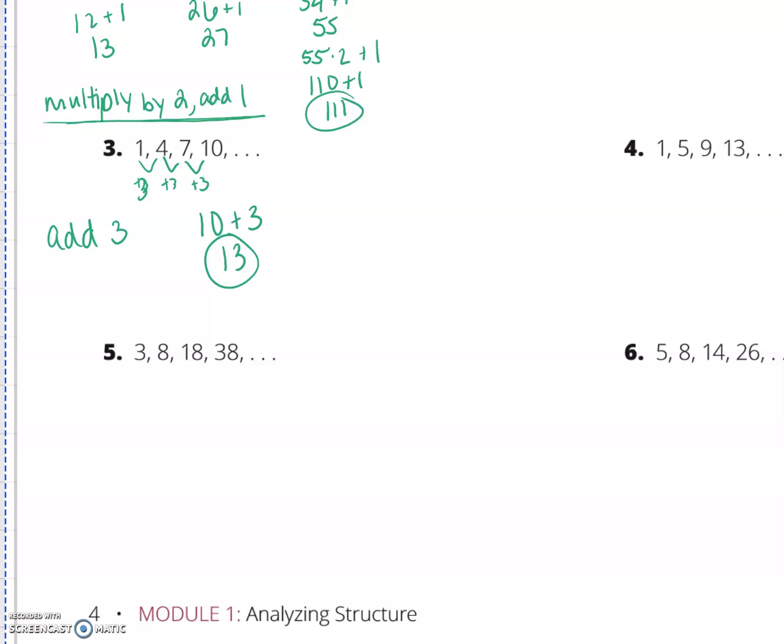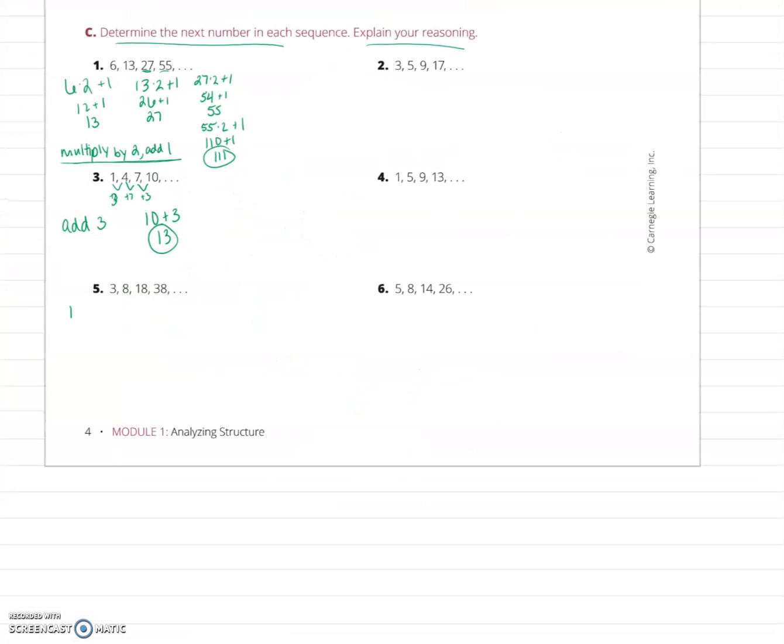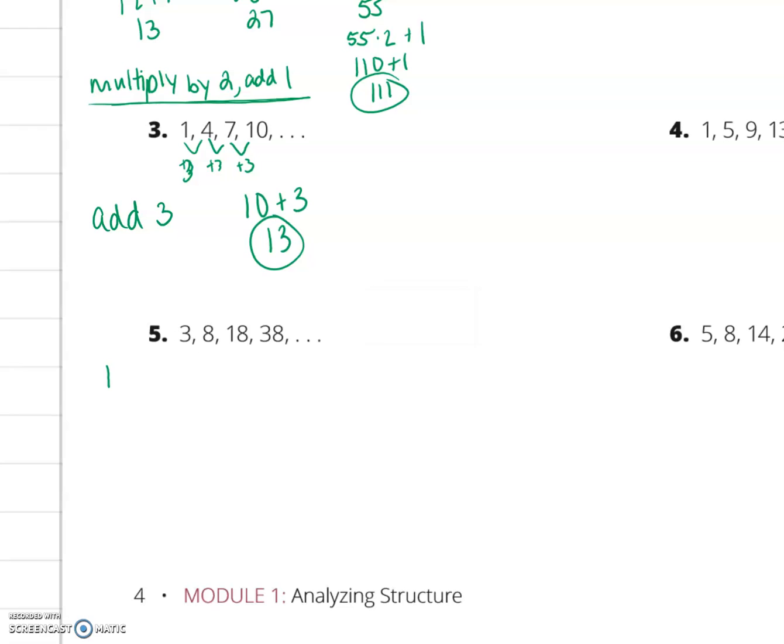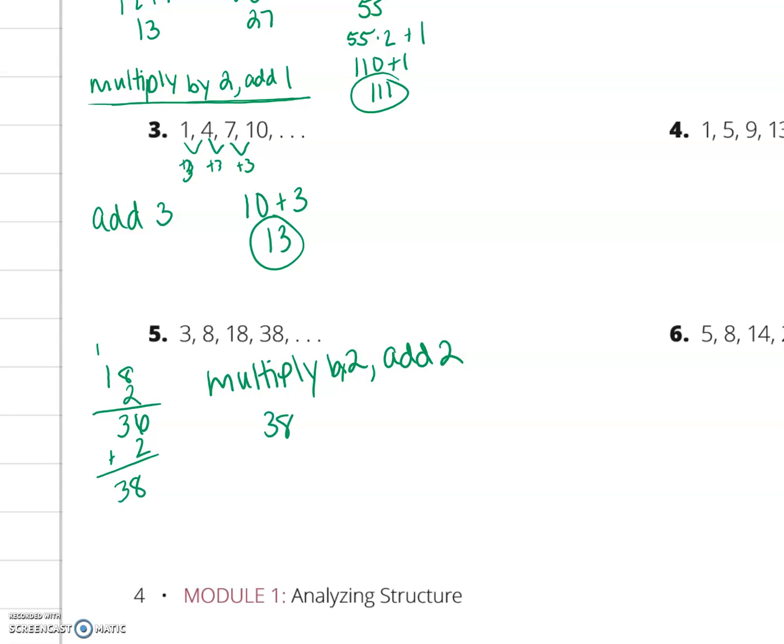So let's see. Let's try 18. So 18 times 2, 8, 16, carry your 1, 2 plus 1 would be 36, plus 2 would be 38. I think we have found our pattern. So our pattern would be multiply by 2, add 2. So to find our next term in the sequence, we're going to take 38 times 2, 8, 16, 6 plus 1 would be 7, so 76, plus 2 would be 78.